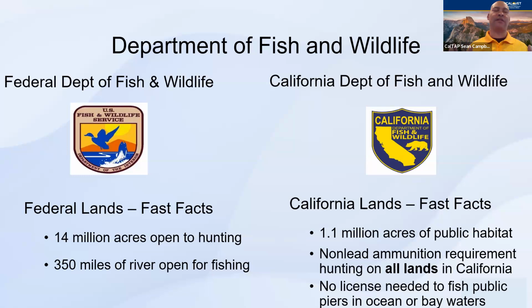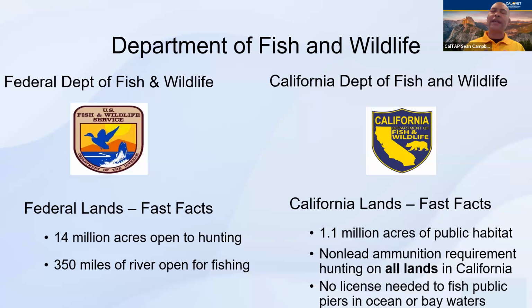And then there's up to 350 miles of river that's open to fishing that's run by that department. Now, specifically on the California side, we have 1.1 million acres of public habitat. So that's a lot of land for you to explore and check out and have these experiences.